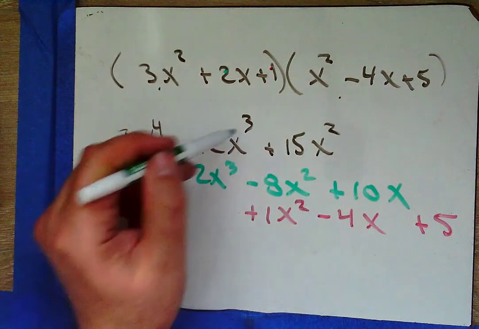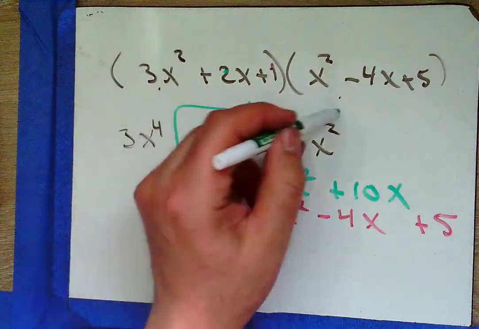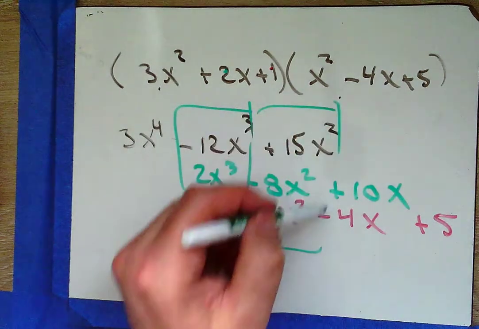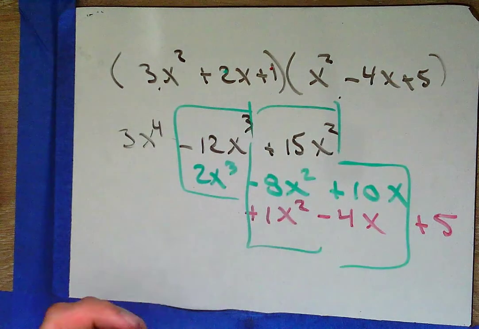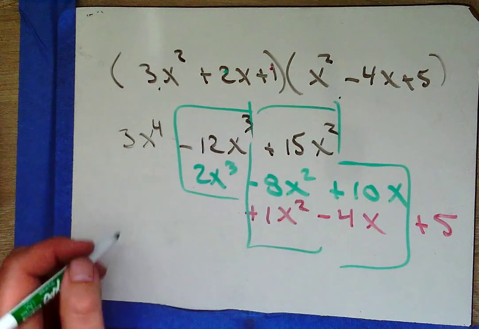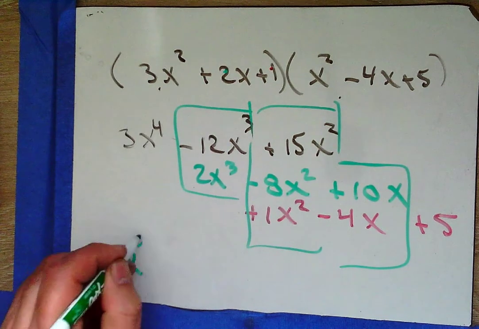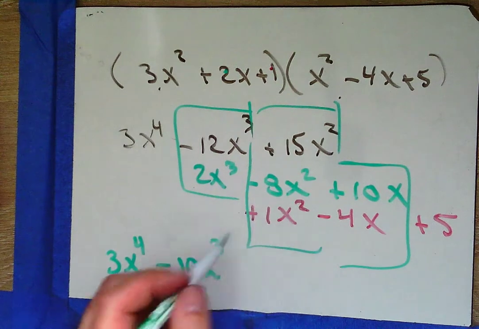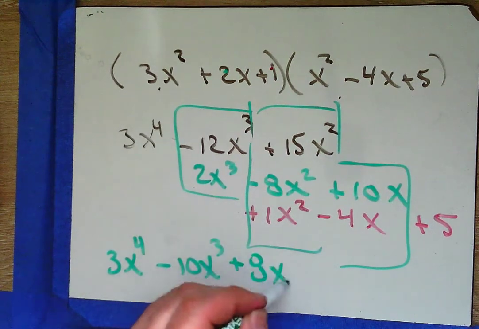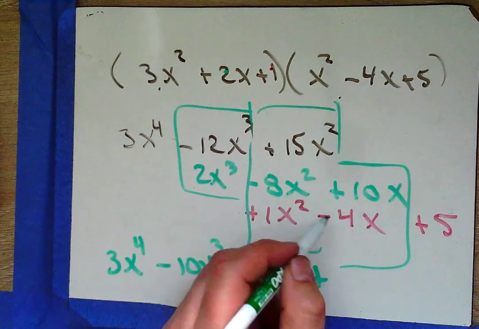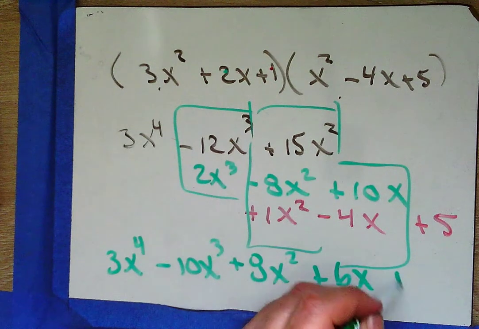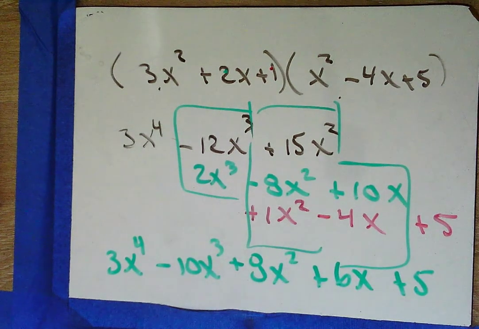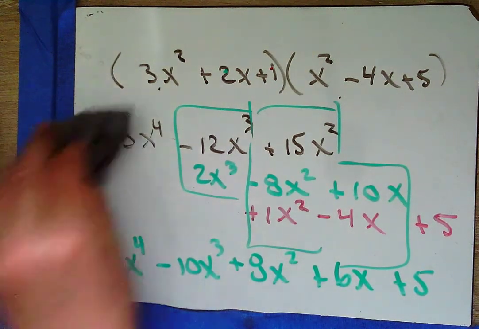And you'll notice the way I wrote this was not in one long line. I actually stacked common powers together to make it a little easier to combine like terms. 3x to the fourth minus 10x to the third. 16 minus 8 is 8x squared plus 10 minus 4, 6x plus 5. Okay? All right, your turn.